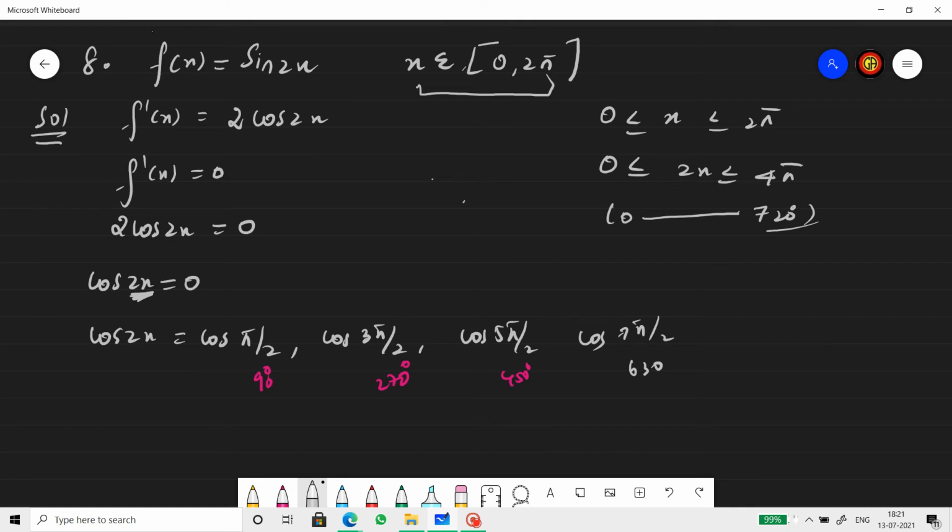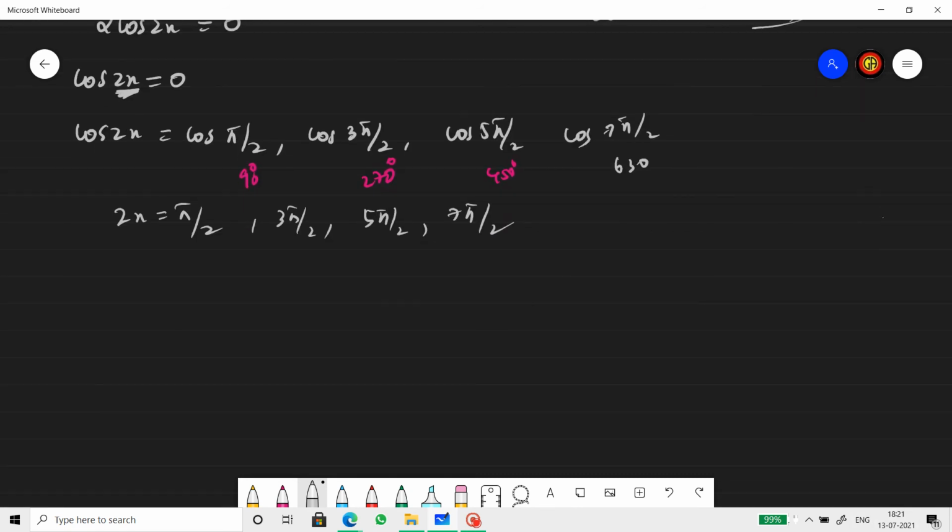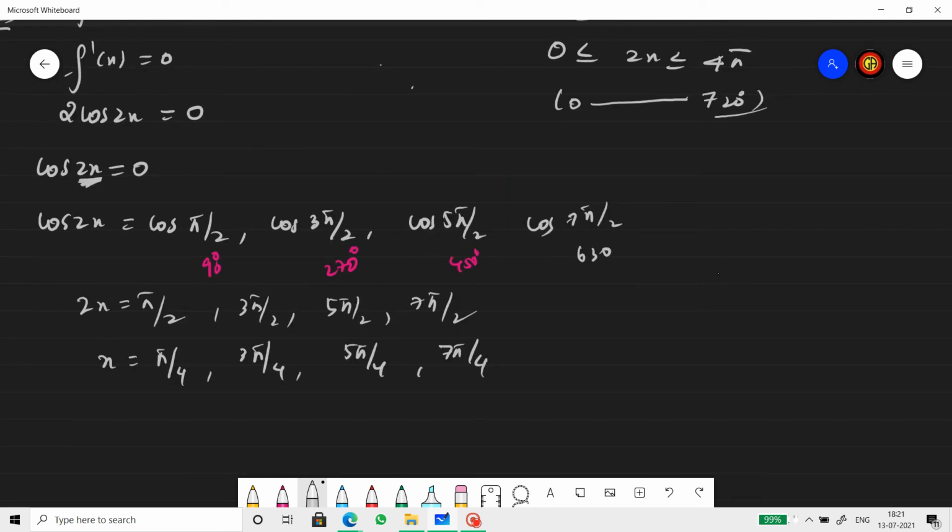So cos 2x is equal to this. So that means 2x is equal to pi by 2, 3 pi by 2, 5 pi by 2 and 7 pi by 2. Which means x is equal to pi by 4, 3 pi by 4, 5 pi by 4 and 7 pi by 4. So these are the possible values of x.